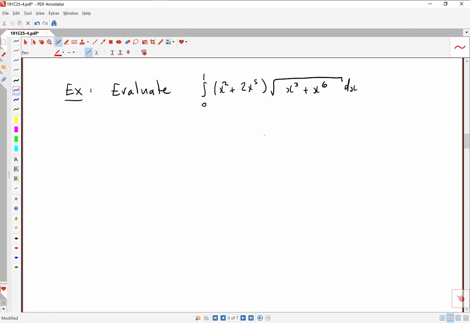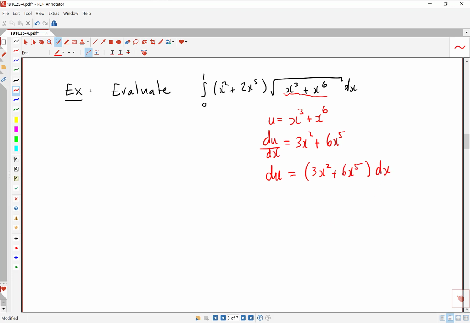Here's our next example. Again, we're going to substitute u to try to make this integral easier. You want to let u equal the quantity that's being raised to the power, so that would include anything that's sitting under a root. Let's let u equal x cubed plus x to the 6. So we'll figure out our du. Well, du by dx would be 3x squared plus 6x to the 5th. We could multiply that by dx, so du is 3x squared plus 6x to the 5th times dx.